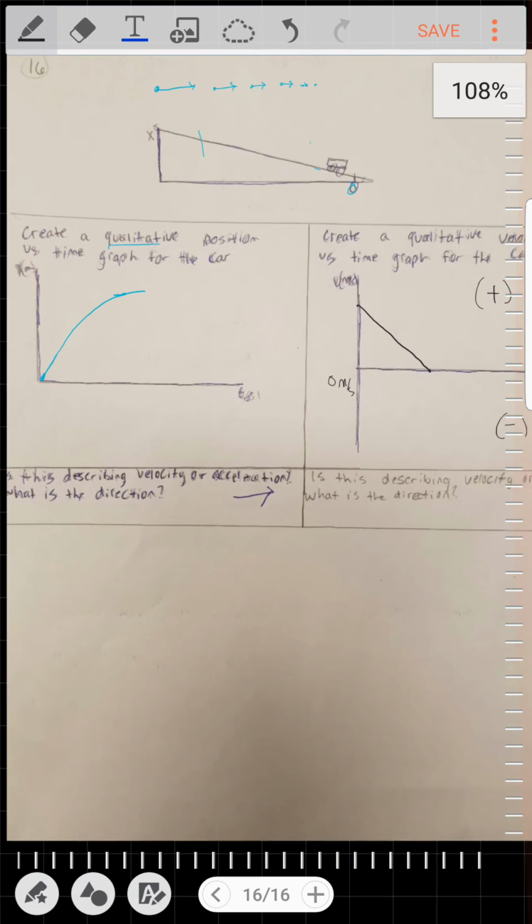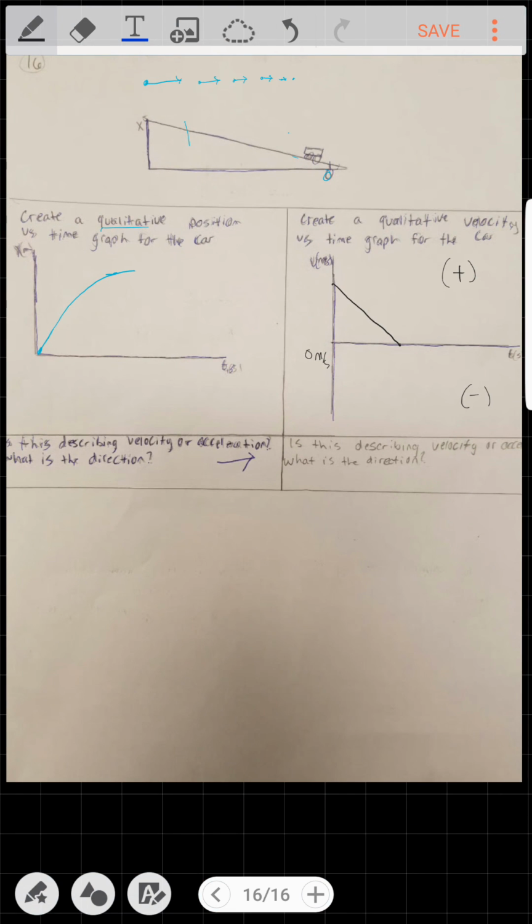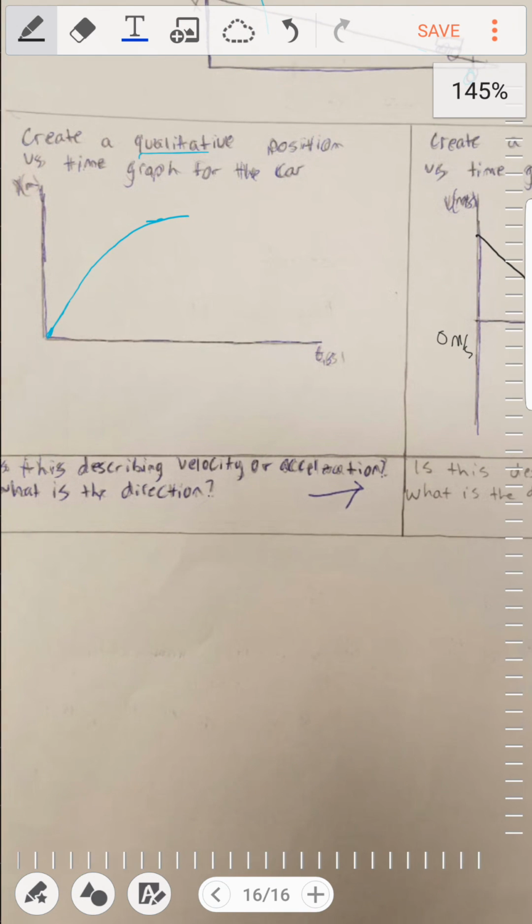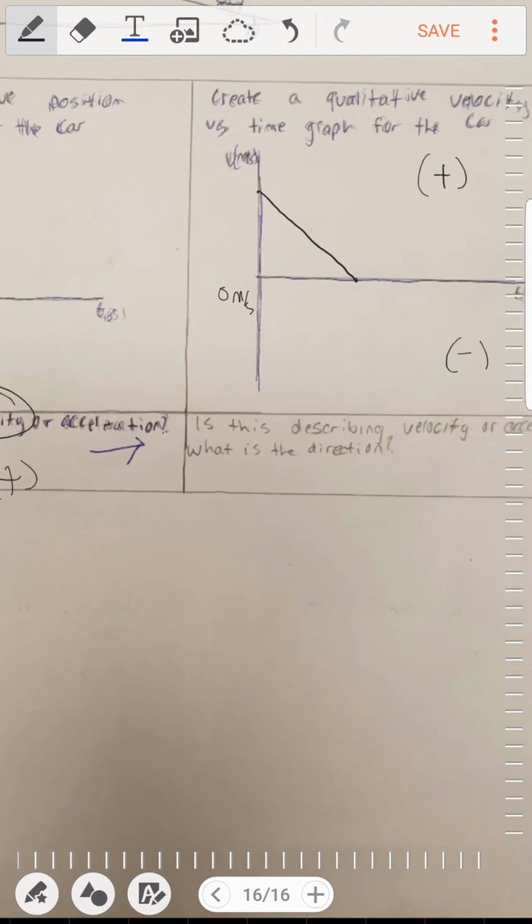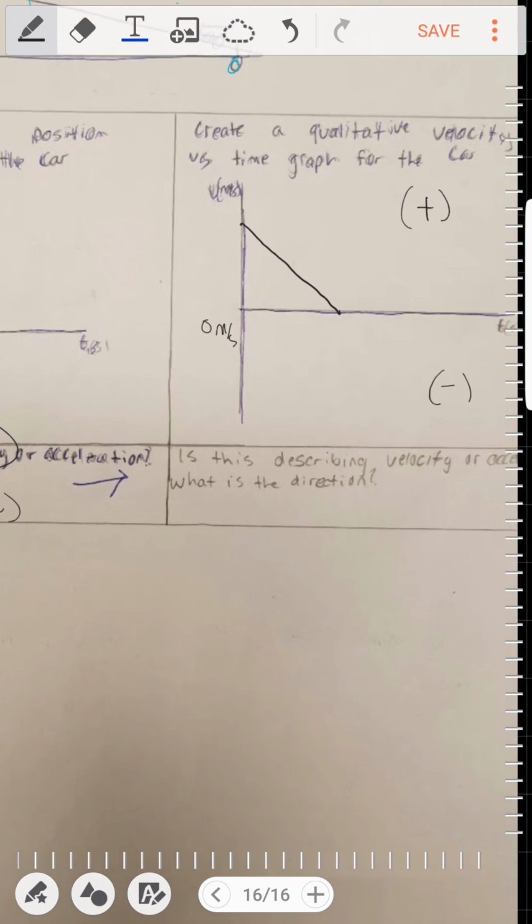Now let's describe these. Is this describing velocity? This graph right here, is it describing velocity or acceleration? It's distance over time. That's velocity. Okay. What is the direction? We already said it's positive. This one, is this describing velocity or acceleration again? Well, it's describing acceleration, because acceleration is velocity over time.